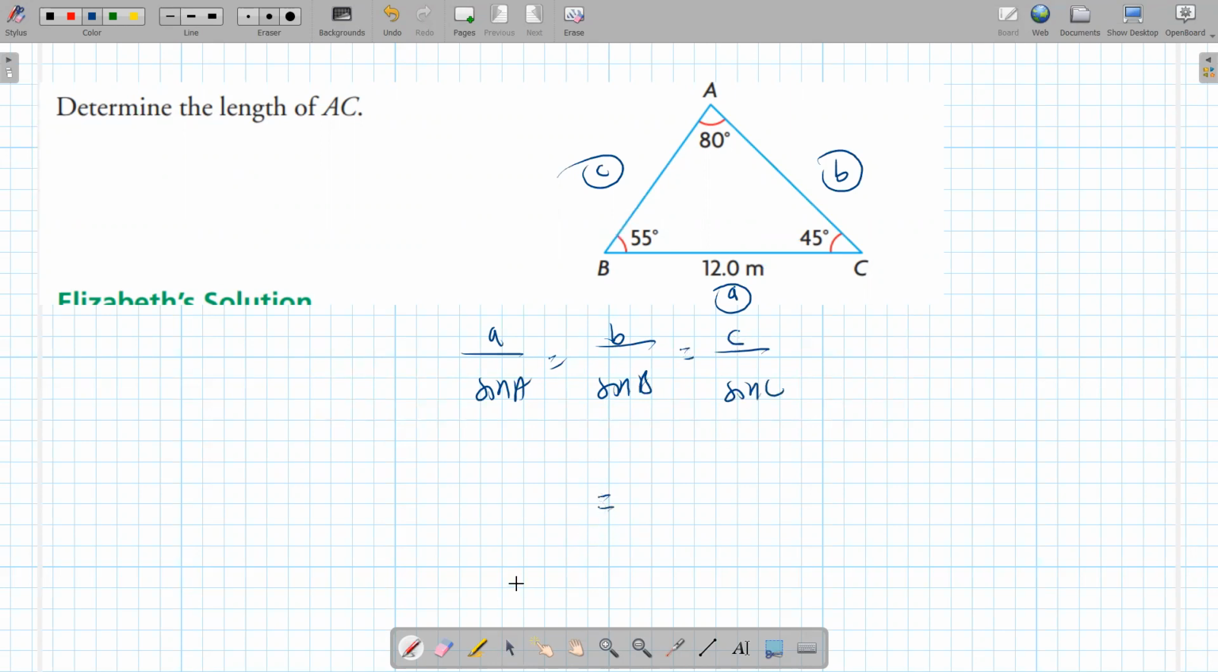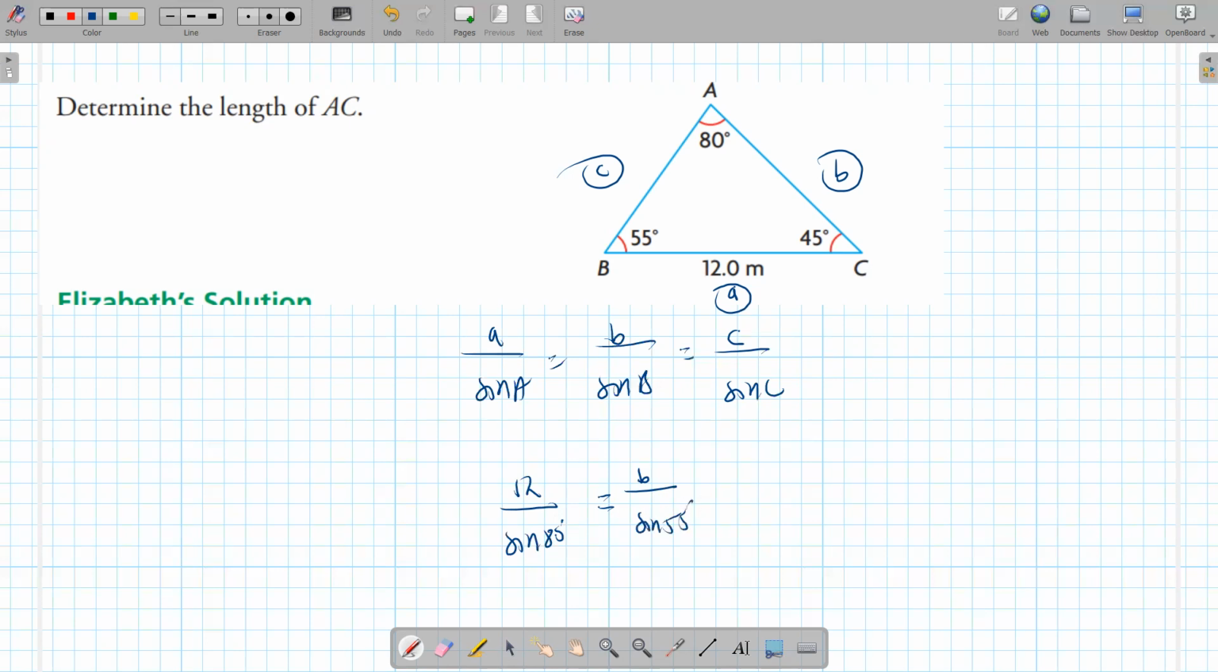So tell me, what will help us find b? Small letter b, which denotes the side length. How do we set this up? And again, we only use two things at a time. If you look at a over sine 80, we do know what a is, right? a is 12. a over sine 80, yes. And that is equal to what? b over sine 55, right?